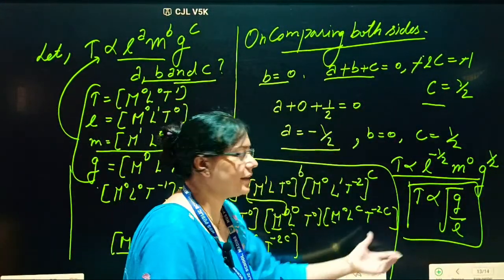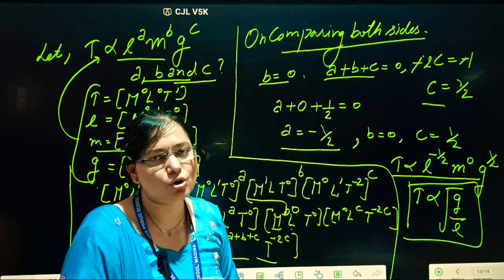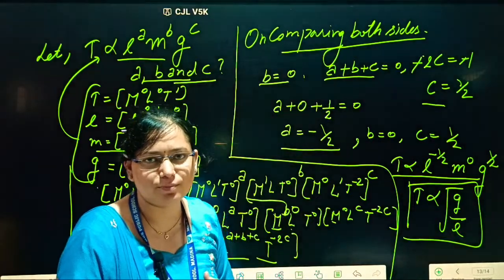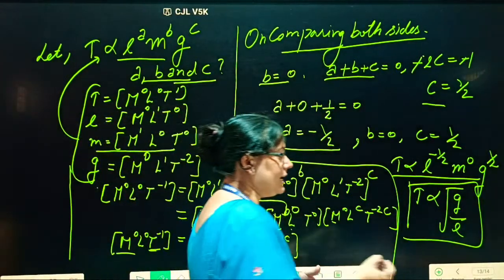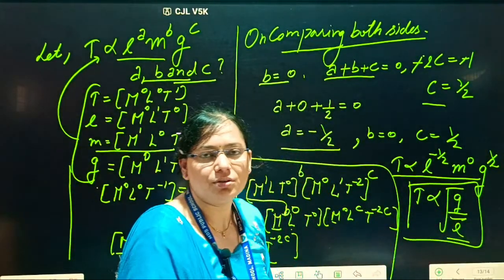So here we can conclude that the time period of the simple pendulum does not depend upon the mass of the bob. It depends upon the length of the simple pendulum and upon the acceleration due to gravity.